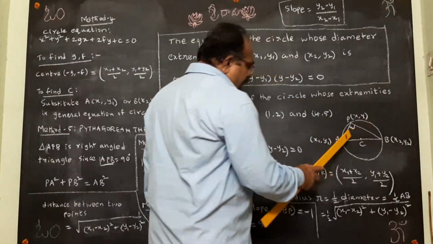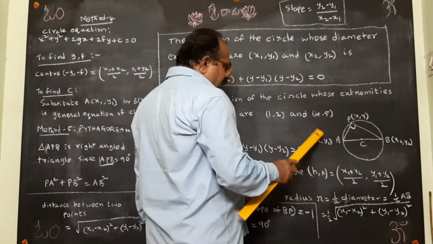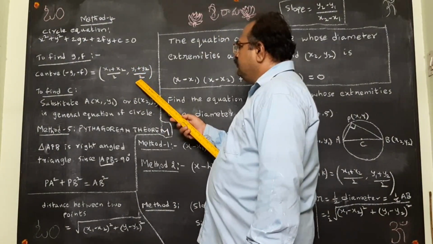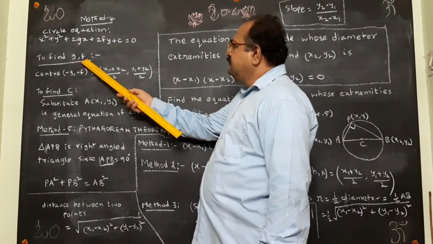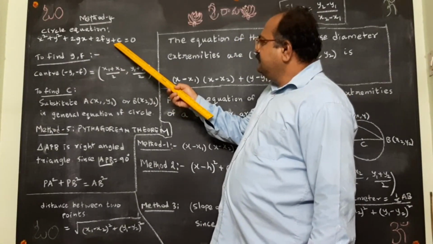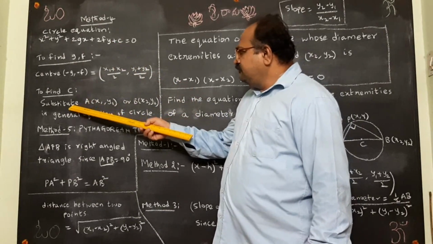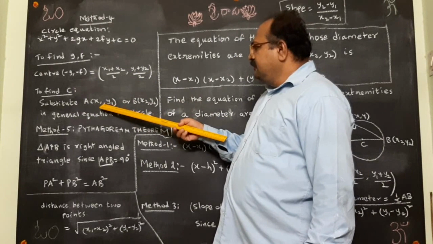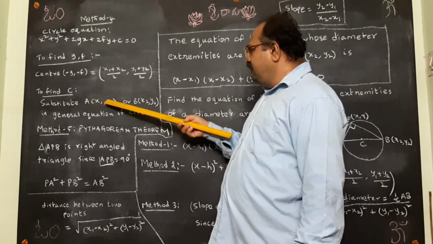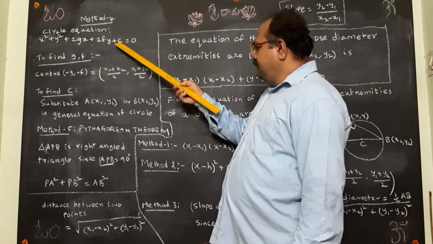So here, see, the center is nothing but the midpoint of AB. That means (x1 plus x2)/2 comma (y1 plus y2)/2. This is how you can find g comma f. Then how to find the value of c in this equation? To find the value of c, we can substitute the points either A or B, that means x1 y1 or x2 y2.